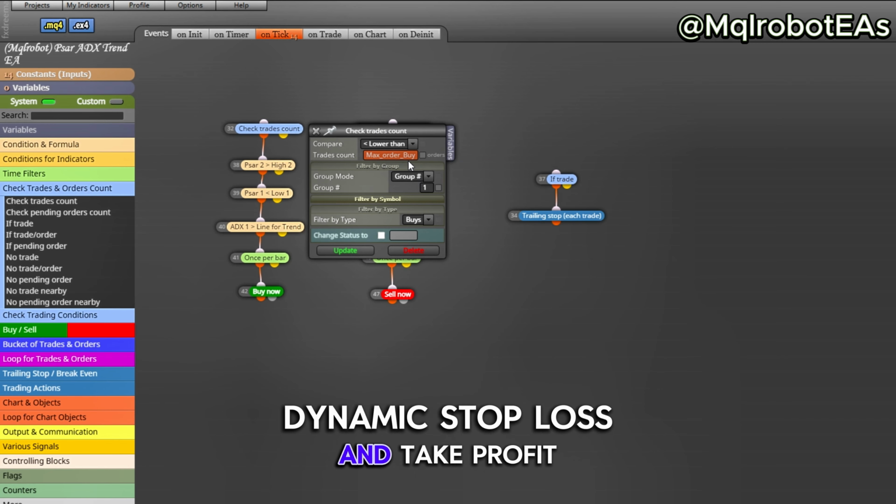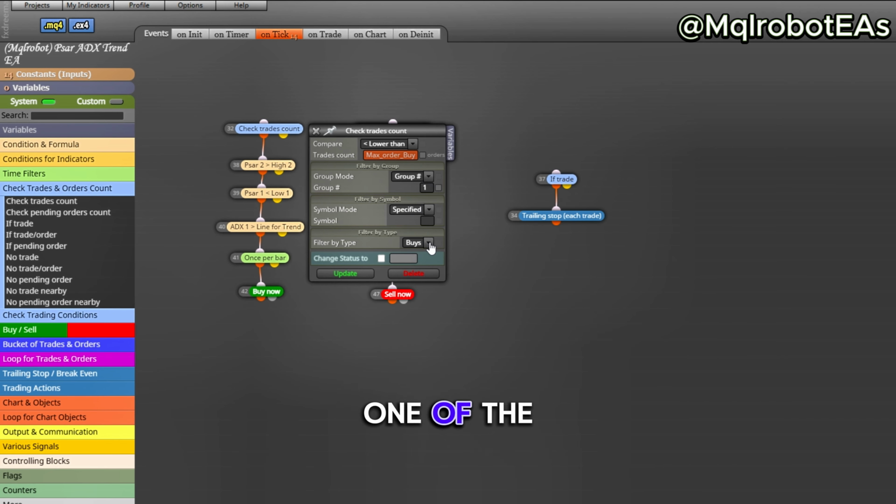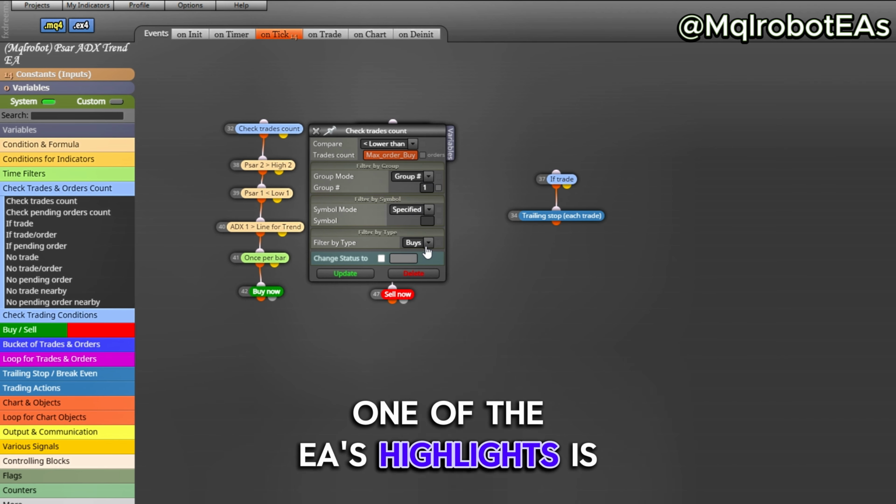Dynamic stop loss and take profit. One of the EA's highlights is its dynamic money management, where both stop loss and take profit levels are adjusted based on indicator inputs. Stop loss is dynamically calculated using the Parabolic SAR based on a custom step size and maximum level. Take profit is determined using the ATR, Average True Range, multiplied by a custom factor for flexibility. This allows the EA to adapt to market volatility and avoid fixed SL/TP traps during ranging or choppy periods.